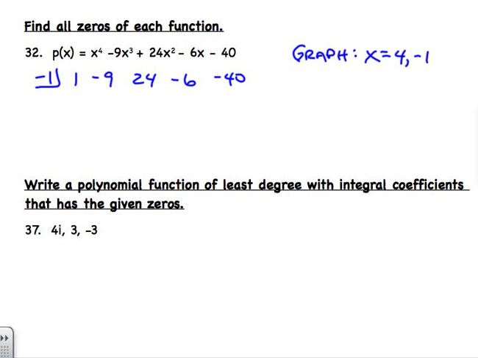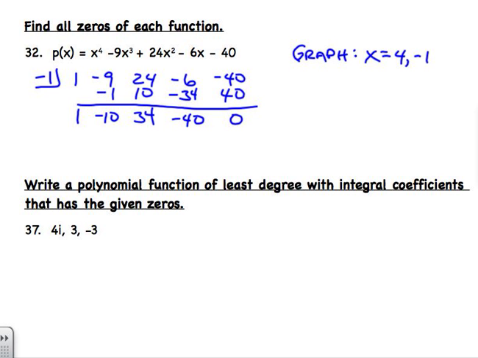And I'm going to use synthetic division to depress the polynomial. I drop the 1. -1 times 1 is -1. Add them together. -1 times -10 is 10. Add them together. -1 times 34 is -34. Add them together. -1 times -40 is +40. Add them together. So what have we accomplished?